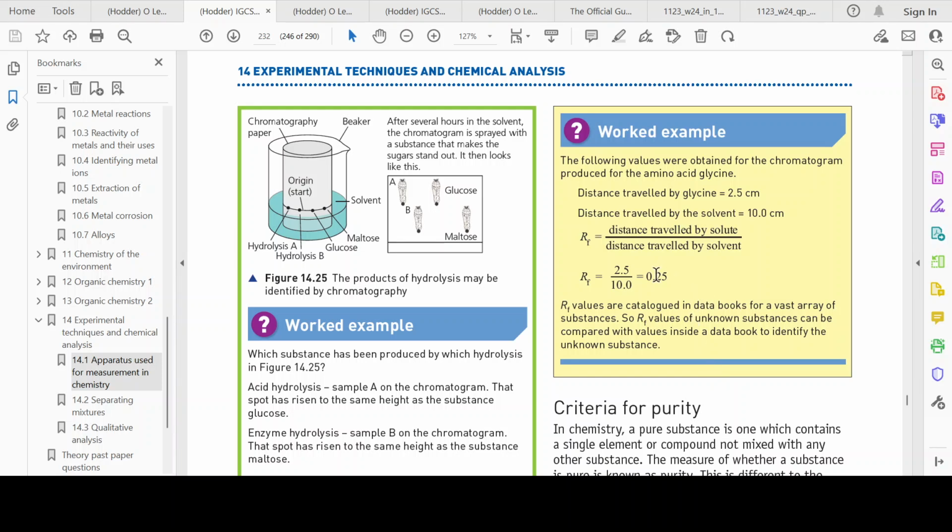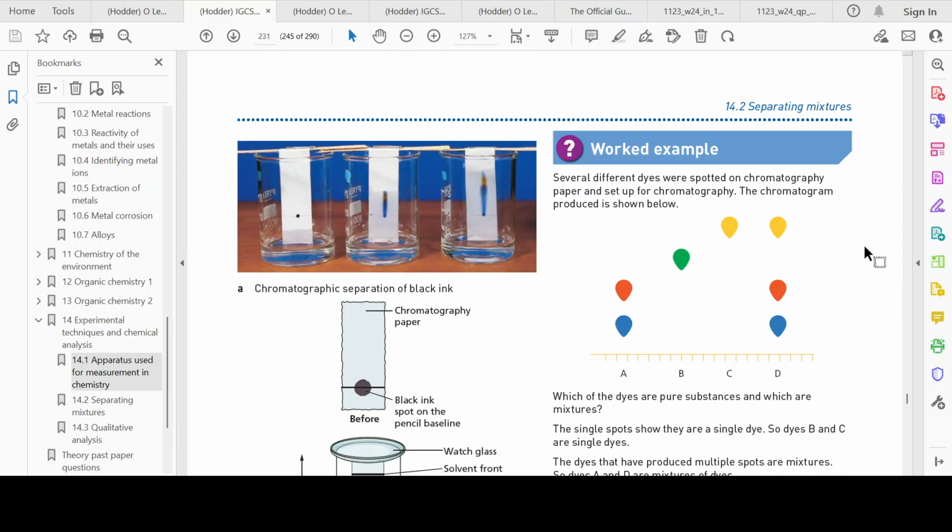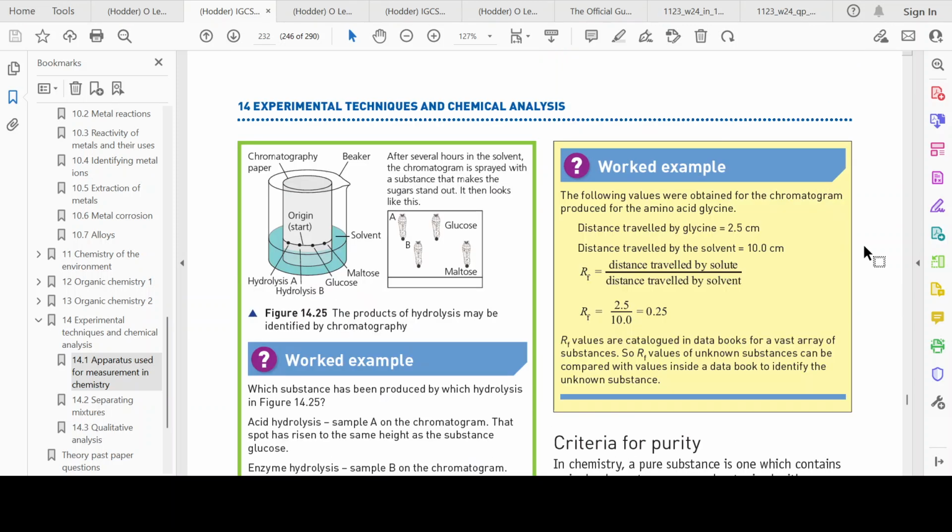And as you can see, you get a decimal number. The RF value can be anywhere between 0 and 1. It won't be less than 0, because 0 basically means the substance did not travel at all, and 1 means that it traveled as far as the solvent. So it's between 0 and 1, in most cases a decimal number, but nothing beyond that.